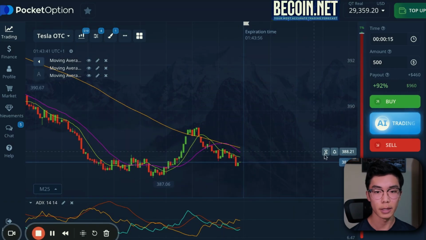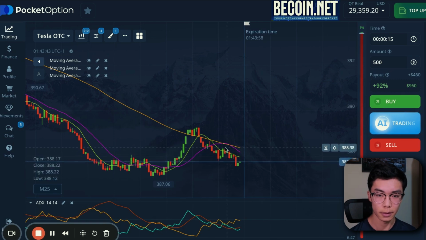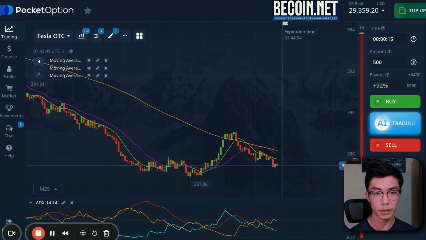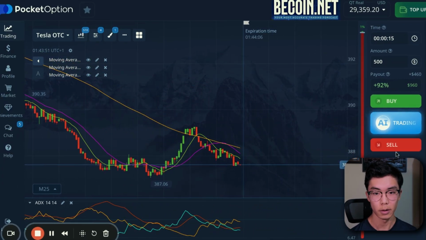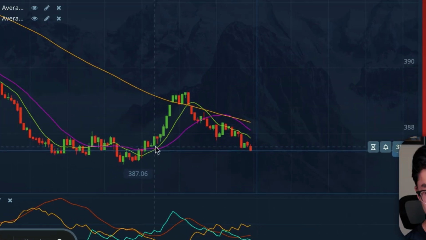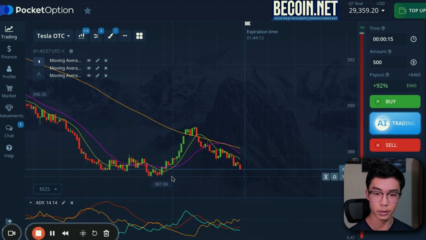Okay, so we're here on Tesla, and as you can see, this just did cross below. So we're actually going to be selling relatively soon. As we can see, the trend is generally speaking going downwards right here. It's going downwards quite a bit. So we're going to be selling once it goes back up a little bit. And we see there's this support level right here that we have to be conscious of.